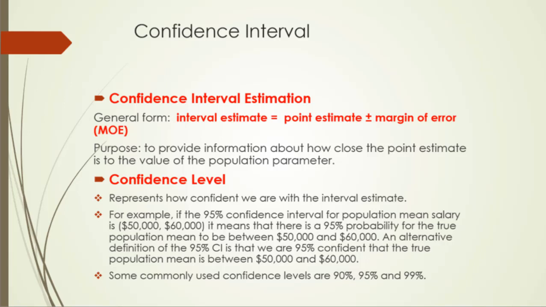An alternative definition of the 95% confidence interval is that we are 95% confident that the true population mean salary is between $50,000 and $60,000. Some commonly used confidence levels are 90%, 95%, and 99%, but you could have any confidence levels anywhere between 0 and 1.